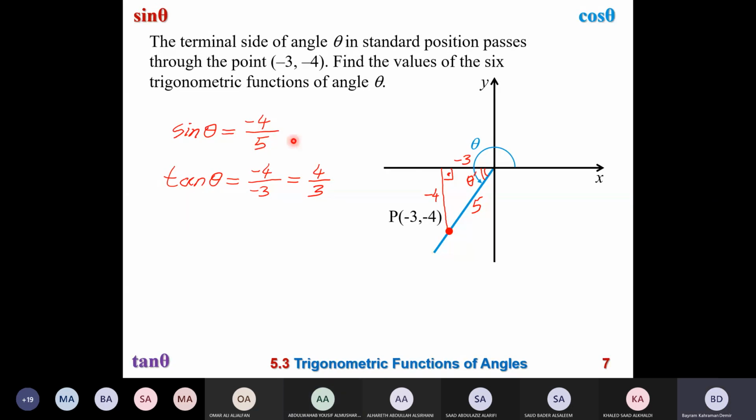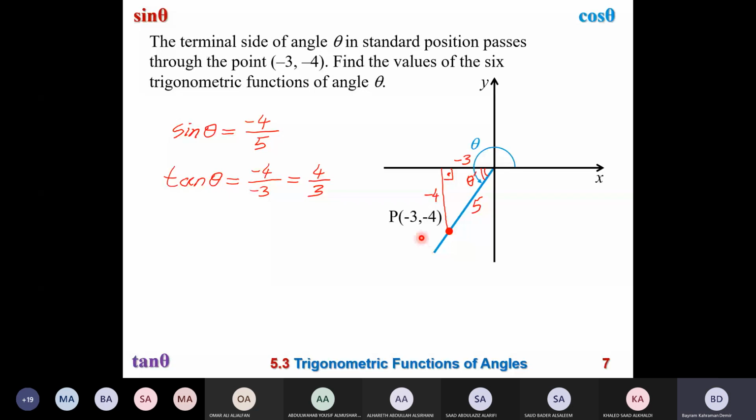-4 over 5. -3 over 5. Right? Cosine theta is -3 over 5. How about tangent of theta? Well, tangent of theta is y divided by x. So it is negative 4 divided by negative 3, which is 4 over 3. Which is positive, because negative over negative is positive. You see, in quadrant 3, Shabab, tangent function is positive, and also cotangent, as you will understand.